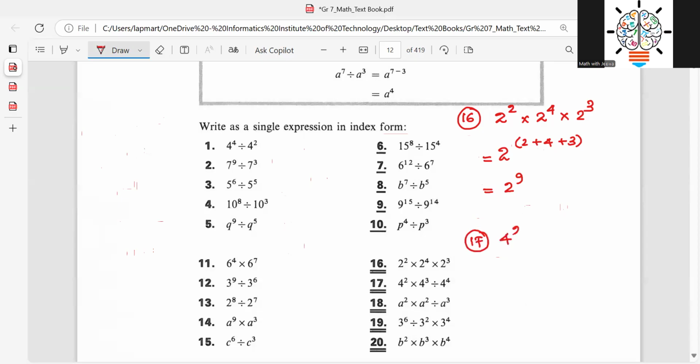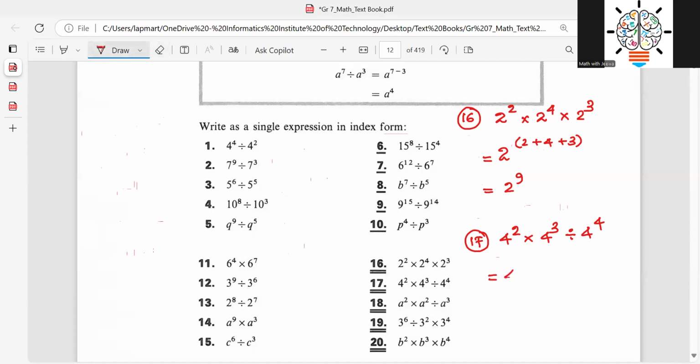4 to the power of 2 and 4 to the power of 3 divided by 4 to the power of 4. If you can remember, I gave you two ways to do this. Here I can take 4 to the power of 2 plus 3, and that means the answer is 4 to the power of 5. If not, I told you that at once you can do this. How can you do that?